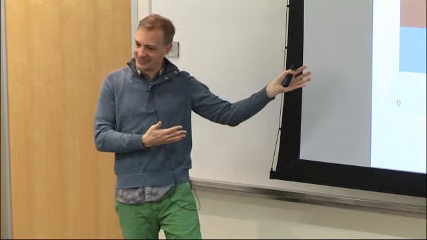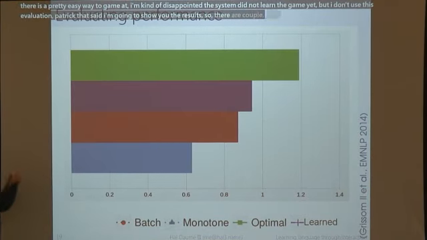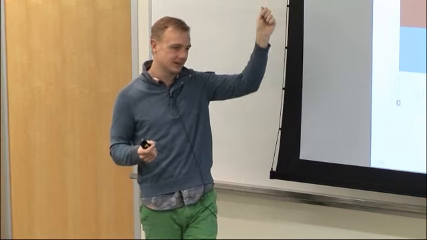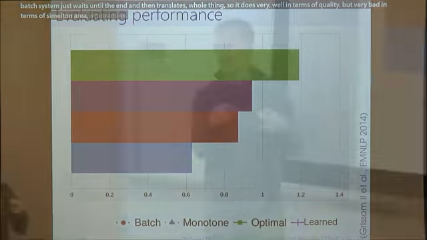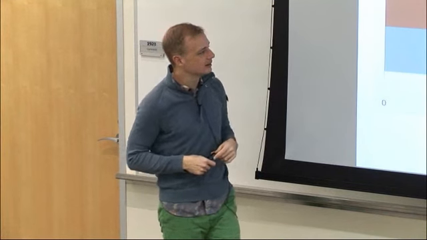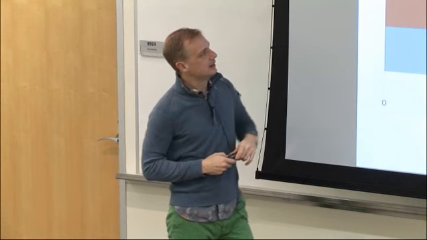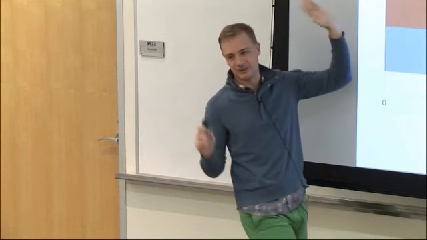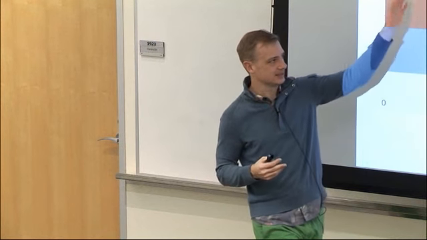That said, I'm going to show you the results. There are a couple of obvious baselines. The batch system just waits until the end and then translates the whole thing. So it does very well in terms of quality, but very badly in terms of simultaneity. A monotone system basically translates words or phrases as it goes along. So it's very simultaneous, but not so good in terms of quality. The green bar is humans, so they're very good. And then the purple bar is our learned policy. So we fall somewhere between the obvious baselines and the people.